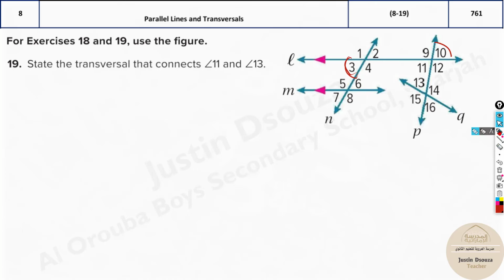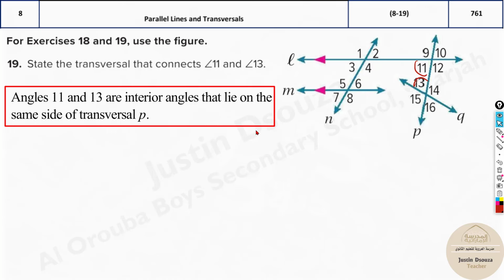11 and 13, what about this one? 11 is over here, and 13 is over here. They're consecutive to each other, right? They're consecutive but interior because they're inside. The transversal is line P. Transversal is P, but these are consecutive interior. Interior angles lie on the same side.